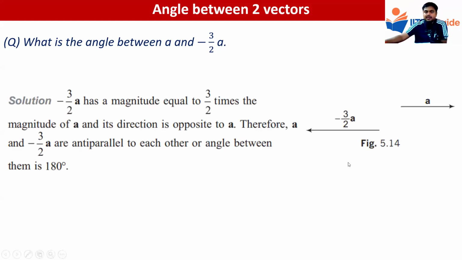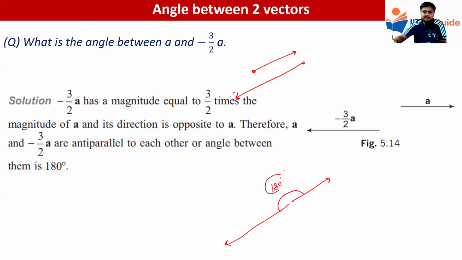So a and minus 3 upon 2a. So a, we take any general, random direction. This is a. Then minus 3 by 2a must be in this direction. Now, both the tails have to be joined together. So we join both the tails together. Now the angle is going to be 180 degrees. Is it clear? If yes, please raise your hand.